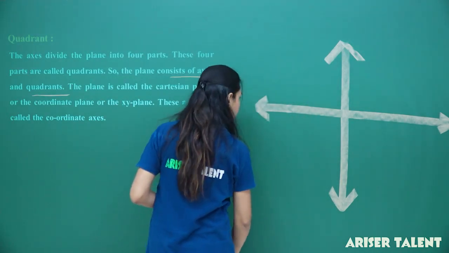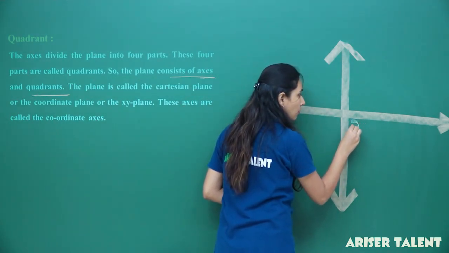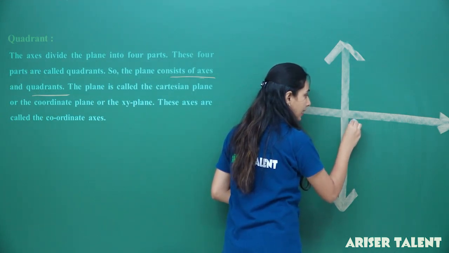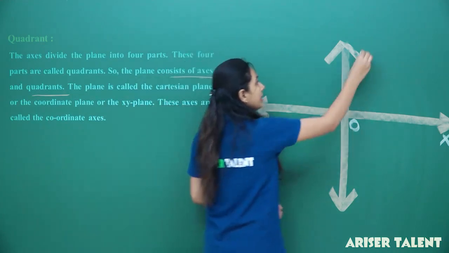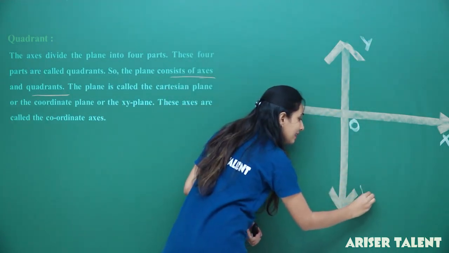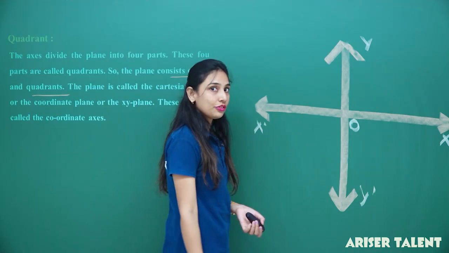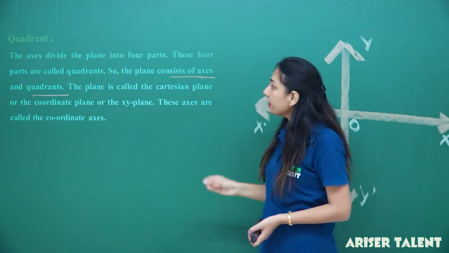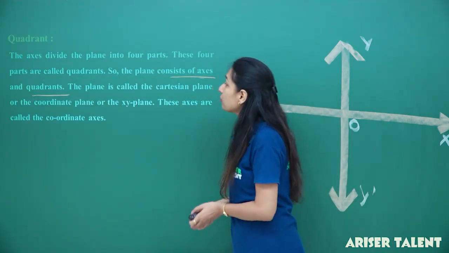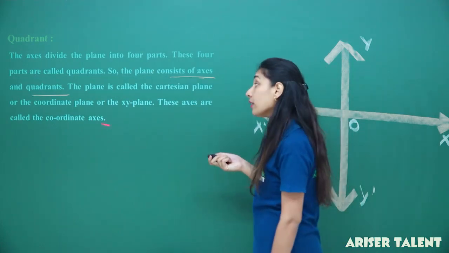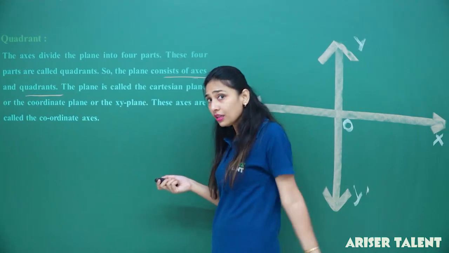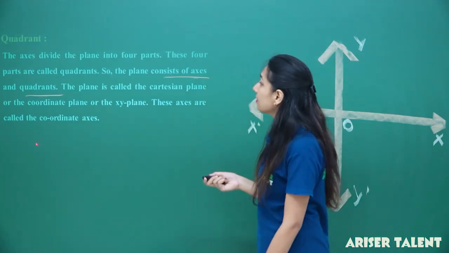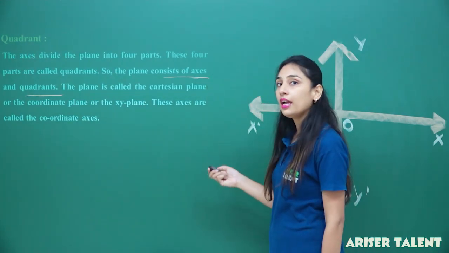So, if you remind yourself, that will be O, that is x dash, that is y and that is y dash. Understood? Now, the plane is called the Cartesian plane or the coordinate plane or the xy plane. We have discussed all 3 names in our previous lecture. These axes are called the coordinate axis.